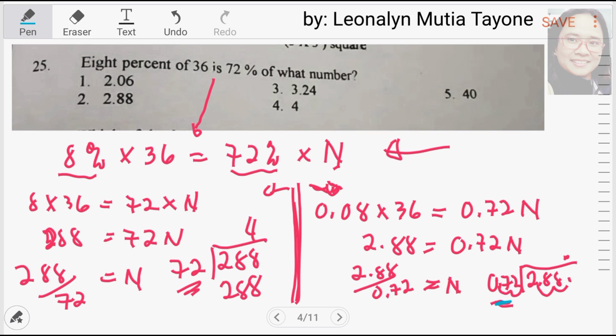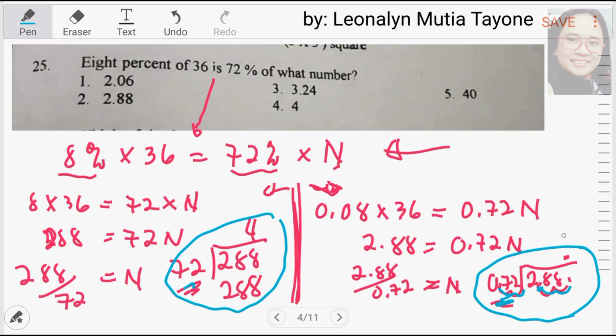Itong si 0.72, nag-move tayo ng decimal to the right para maging whole number. Tapos kung twice tayong nag-move to the right, twice din tayong nag-move dito sa loob, 1, 2. Lahat sila whole numbers na. Kung titingnan mo dito sa kabila, ganun din naman. 288 divided by 72, and the answer here is 4. So ang sagot dito ay 4.